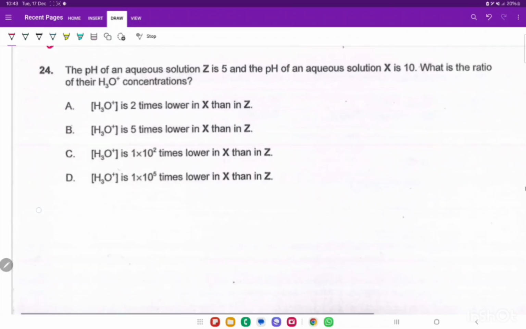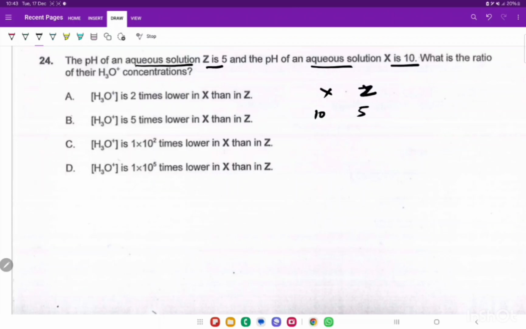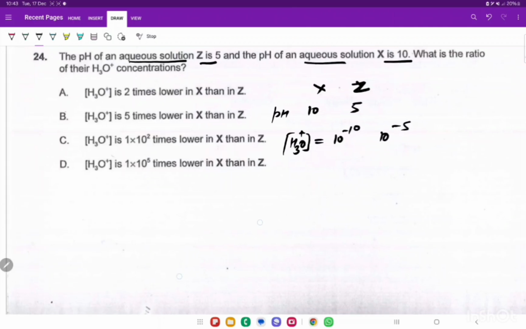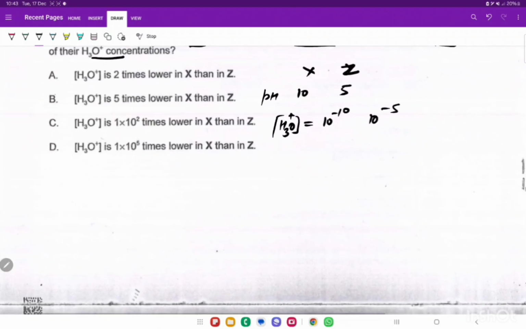Question 24 says the pH of an aqueous solution Z is 5 and the pH of another solution X is 10. X pH is 10, Z pH is 5. pH 10 means H3O plus ion concentration equals 10 to the power minus 10. H3O plus ion concentration in this case is 10 to the power minus 5. What is it saying? What is the ratio of H3O plus ion concentration of the two solutions? I want the ratio.